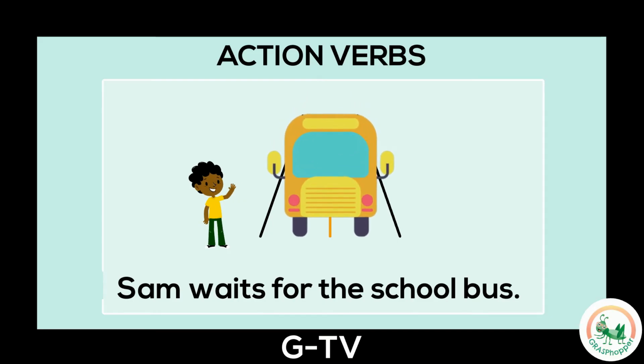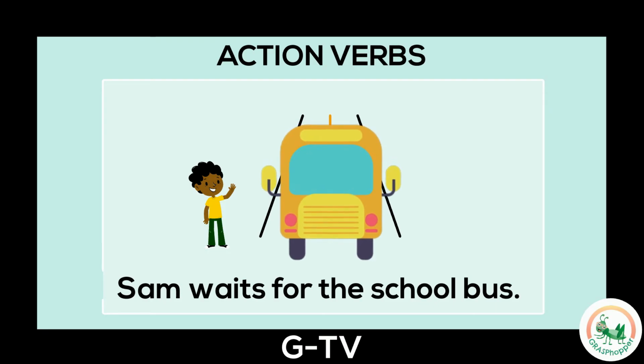Here's an example of an action verb in a sentence. Sam waits for the school bus. The word waits is a verb because it's what the subject, Sam, is doing. He is waiting. We can show the word wait using our bodies, so this is an action verb.